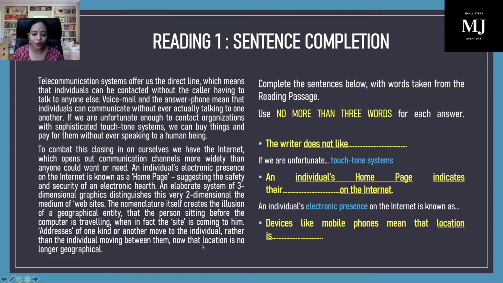Oh, now that location is... Oh, this is the place of location, guys. So location is no longer geographical. Devices like mobile phones mean that location is no longer geographical. Can that be the answer? Yes, because we are well within the word limit. 3 words is what we can answer as. So no longer geographical can be the answer.